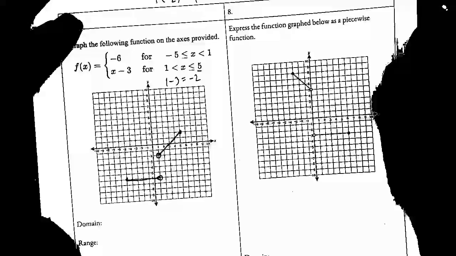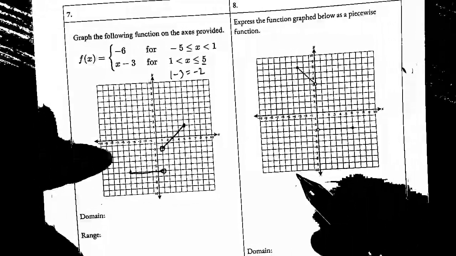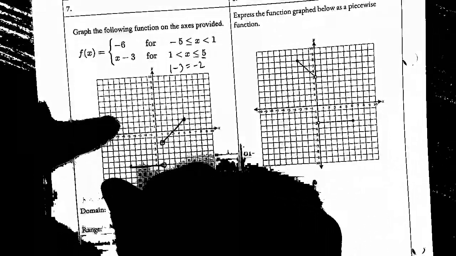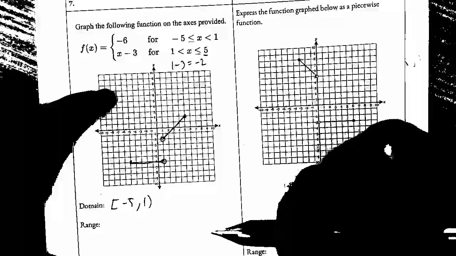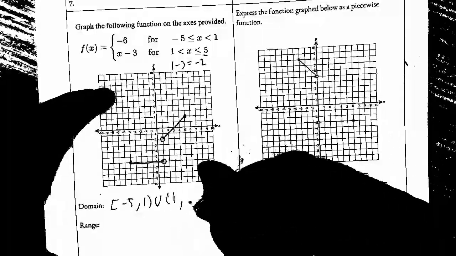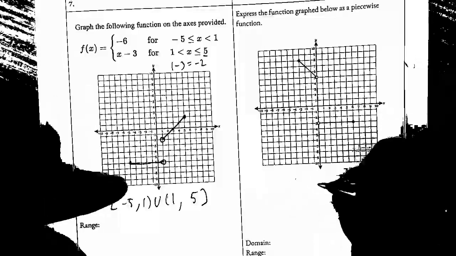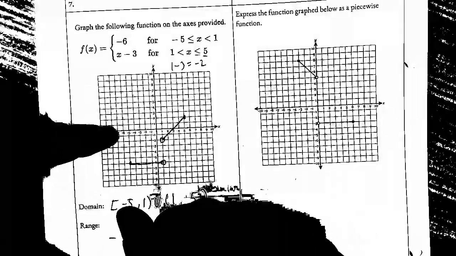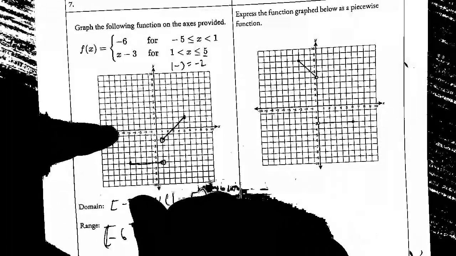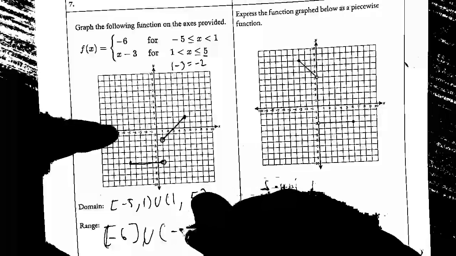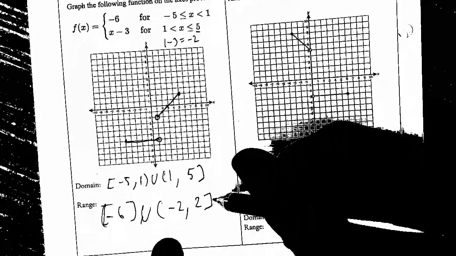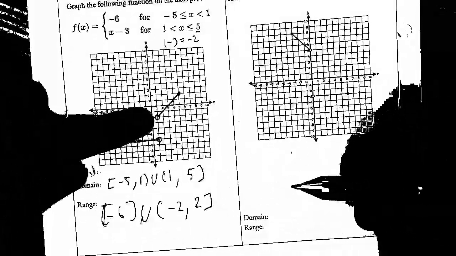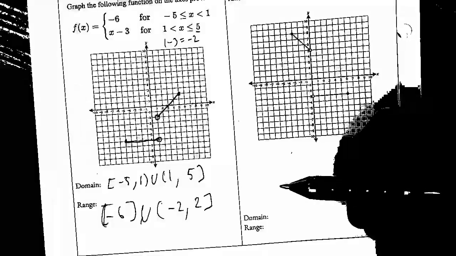This is my ending. My domain here would be from negative 5. So we're including negative 5. And we would go until the 1. We don't include the 1. See how it's open there? And then we're going to pick up back at the 1, and we'll go to positive 5. The range would be negative 6. And then it would also be from negative 2 to 2. Open at the negative 2, closed at the 2. Because the negative 2 is open here, the 2 is closed. Okay.